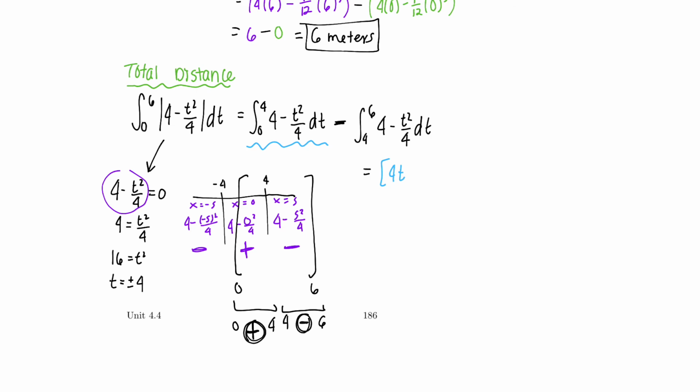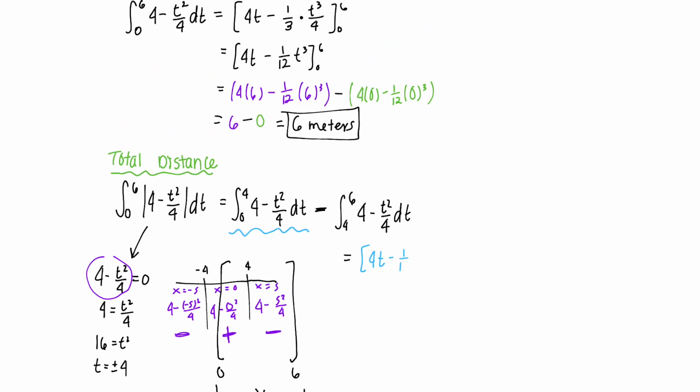So here we're going to have the same integral. It's going to be 4t minus 1 over 12 t cubed from 0 to 4, minus 4t minus 1 over 12 t cubed from 4 to 6. So plugging in 4 times 4 minus 1 over 12 times 4 cubed, minus, it's going to be 0. We just know it's going to be 0 because when you plug in 0 to a polynomial, you get 0. So I'm going to be lazy there.